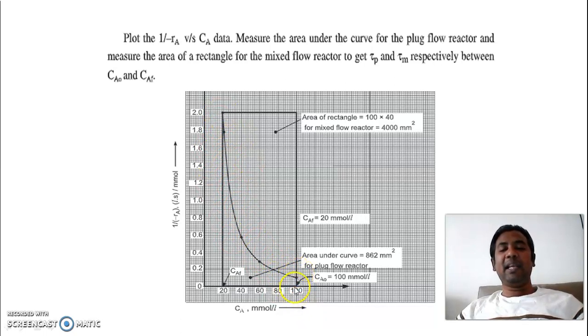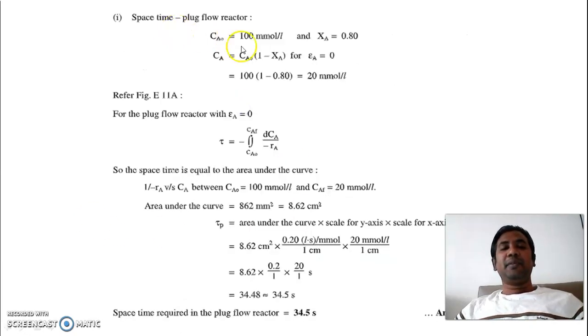After plotting the graph, this will be the curve. So this total area within 20 to 100 will be the area for CSTR, and the area under the curve is only for PFR. Okay, so as we know, the Ca0 value is given as 100 millimole per liter. If this is the input value and this is the conversion, we have to find the space-time for both reactors.